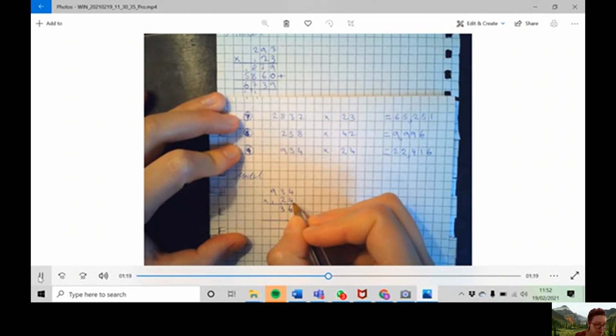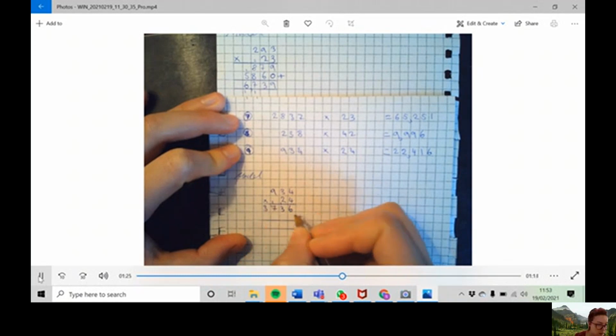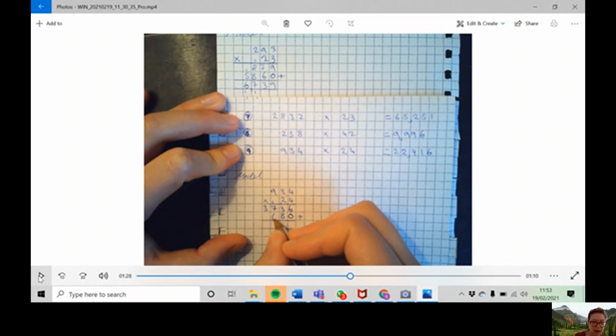9 times 4 gives you 36, plus 1 gives you 37. And remember to add the placeholder. And 2 times 4 gives you 8. 3 times 2 gives you 6. And 2 times 9 gives you 18.